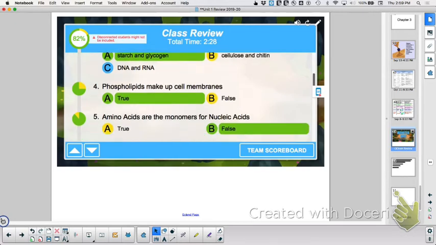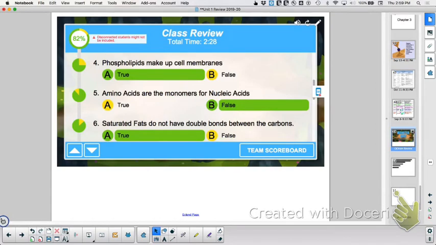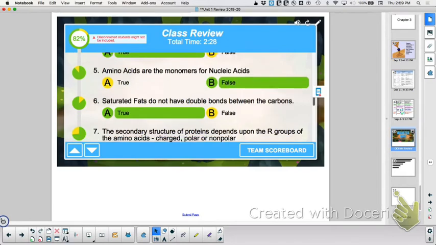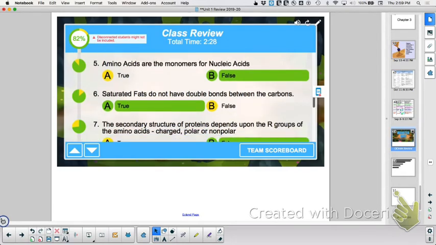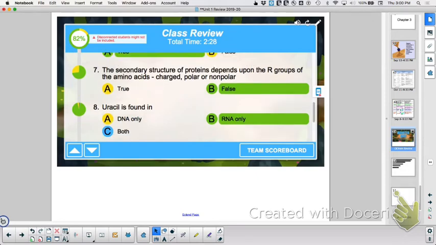All right. Amino acids are the monomers for nucleic acids? No. What are amino acids the monomers for? Proteins. Good. Saturated fats do not have double bonds between the carbons. That is true. The secondary structure of proteins depends upon the R groups of the amino acids, charged, polar. Is that true or false? False. Right? The secondary structure is just because you have a carboxyl negatively charged and an amino group that is positively charged, right? Okay. Uracil is found in what? RNA only.